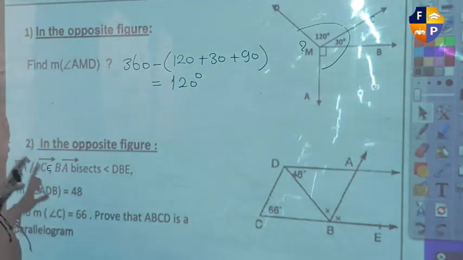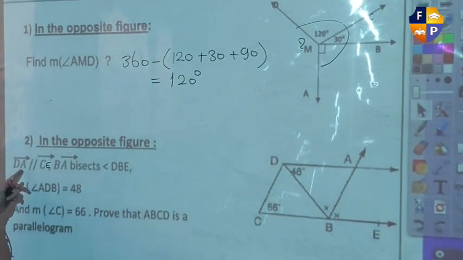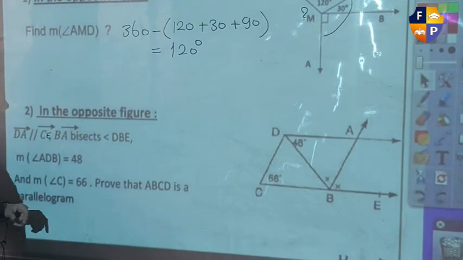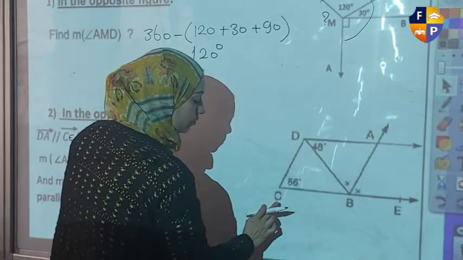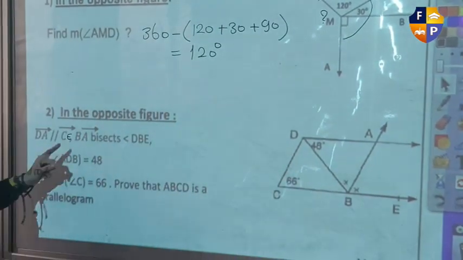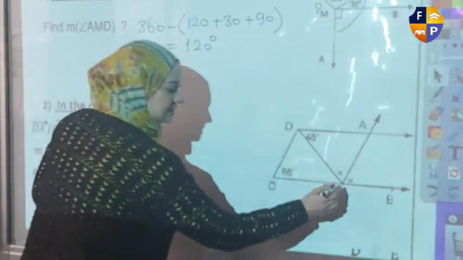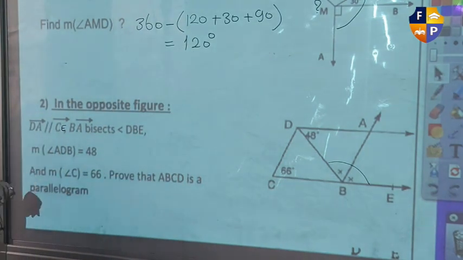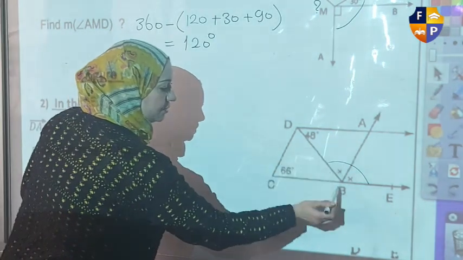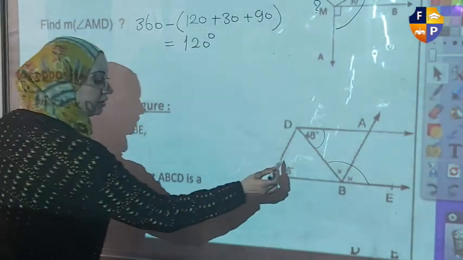It's very easy. And here in the opposite figure, DA is parallel to CE, the ray DA parallel with CE. And BA bisects the angle DBE. This ray bisects this angle. And the measure of angle ADB equals 48, and the measure of angle C equals 66.